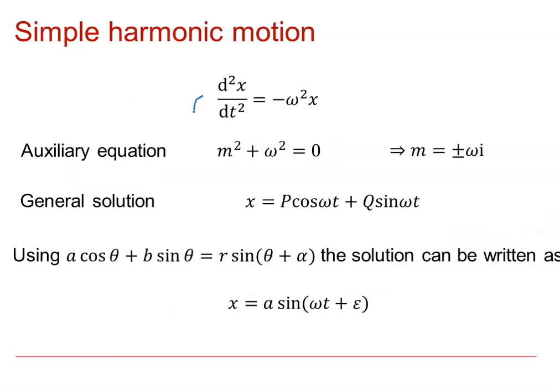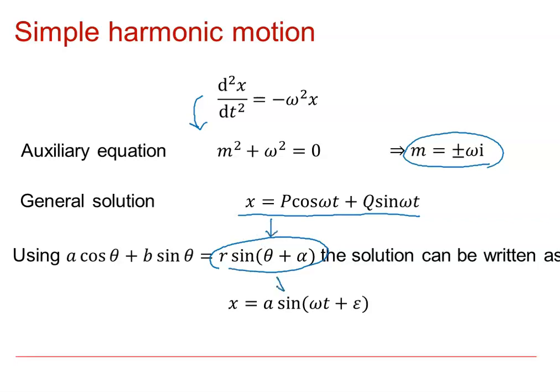So we took this second order homogeneous equation, we found the auxiliary equation and its imaginary solutions for m, and that gave us the general solution, and then using this little bit of core maths we were able to simplify it down into this very convenient form, x equals a sine omega t plus epsilon.